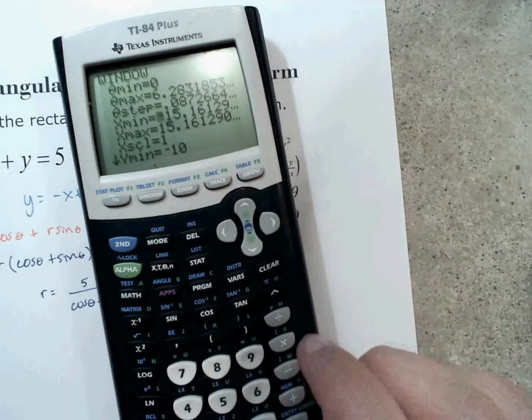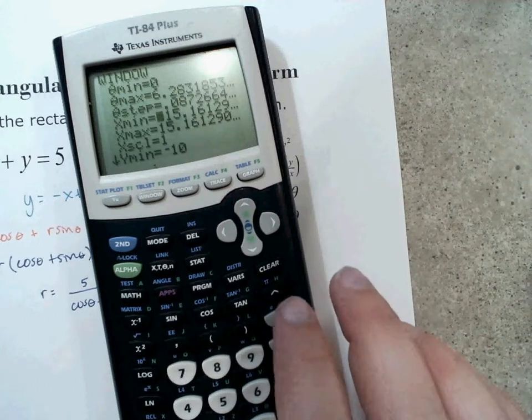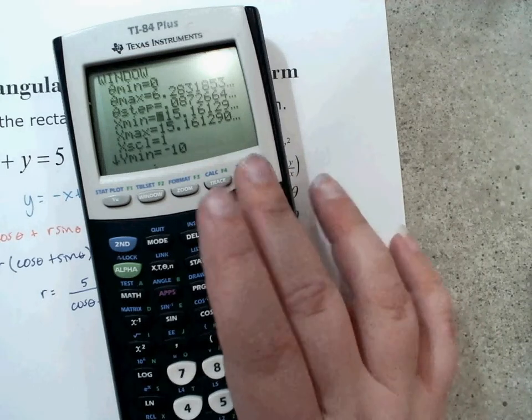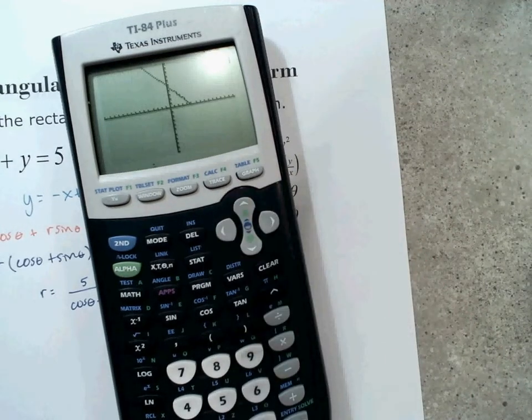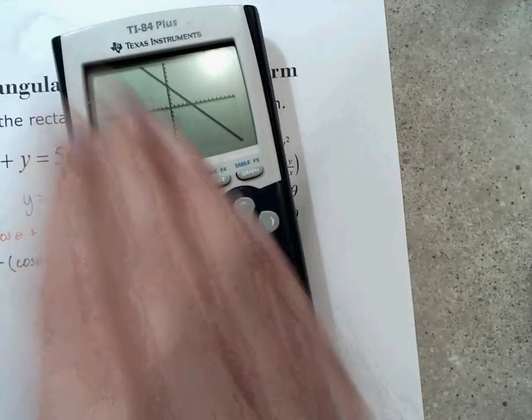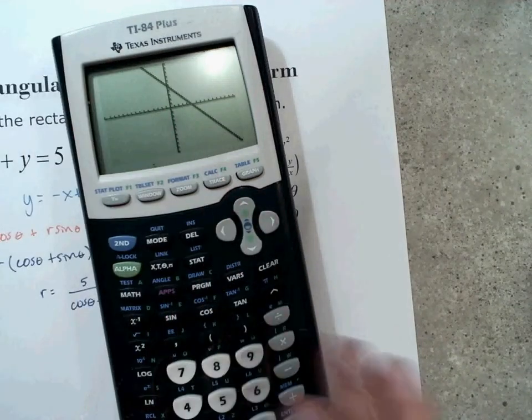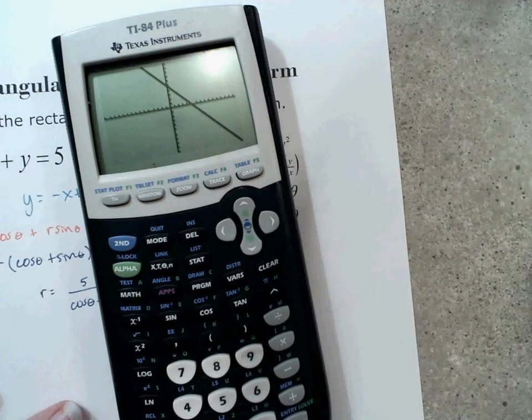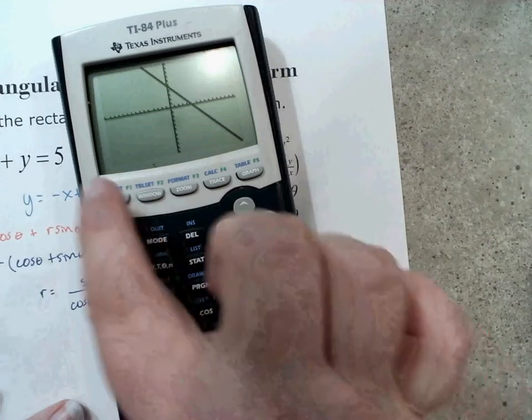And then I have the x's and the y's set up like this because I did zoom square, and so it would be a square graph. But anyway, you can see that you get the line. Now it's a weird way of graphing it because it goes back and forth depending on the radians. But it still graphs the same function.